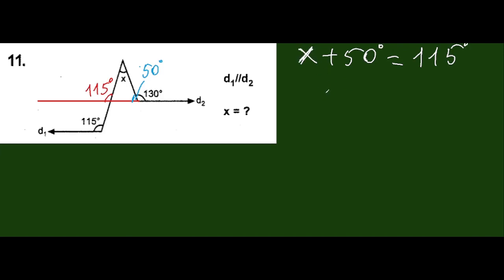We said in the previous lesson, if we add up these two angles, we'll get this angle. So this will be true for this triangle. So x plus 50 equals 115 degrees. So x will equal 65 degrees. So we got x, and it's true.